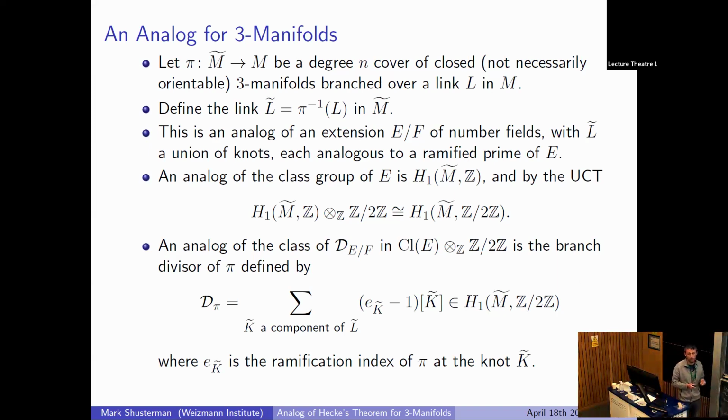So you're assuming tamely ramified primes when you do this analogy? Yeah, because I don't know how, in the setting of three-manifolds in this analogy, what would incorporate wild ramification from the arithmetic situation. That's my best guess. Is there some sort of number field analog of this? Yeah, so there's a function field analog of this, and the analog there is just word for word the same thing.